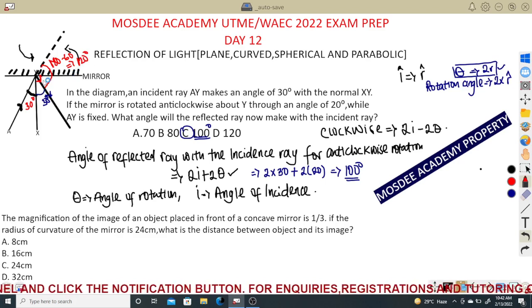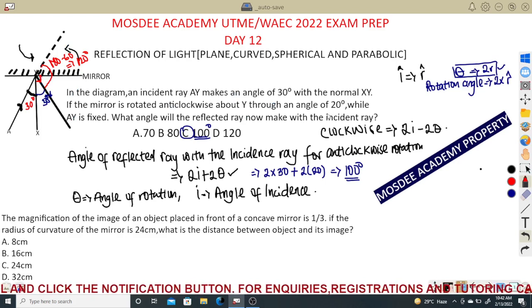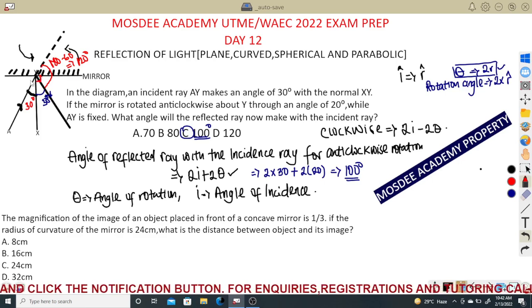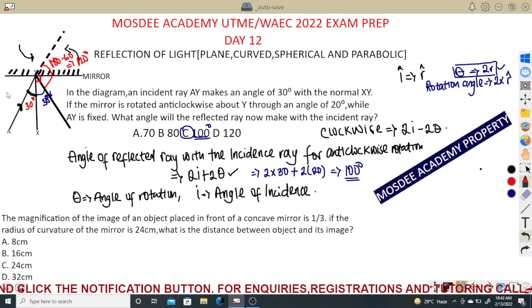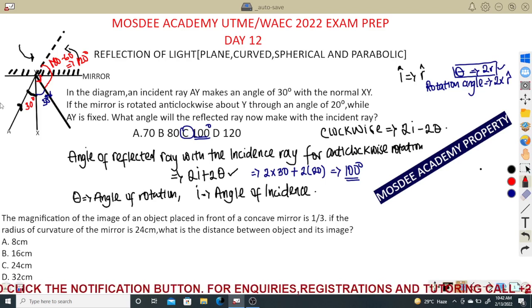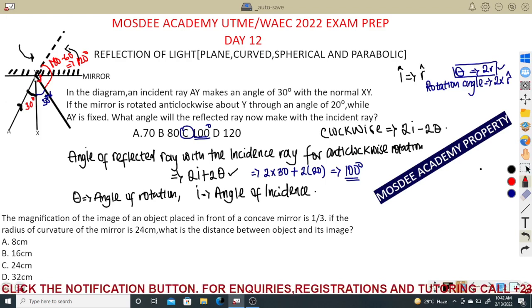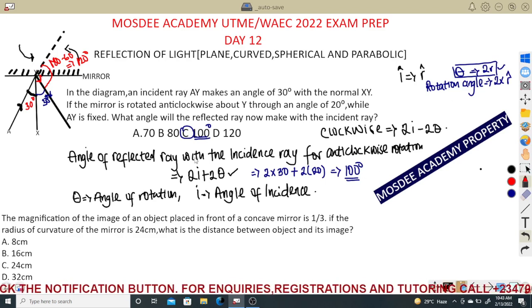So the mirror is now rotated anti-clockwise by an angle of 20 degrees. Because it is now rotated, the angle we make here will now be 30 plus 20, that is 50. So that is the way we do that. If this is now 50, the new angle of incidence will be 50 times 2, which is 100. That may look complex for those who don't understand the concept, so directly, you can just apply this formula for UTME and WAEC based questions.